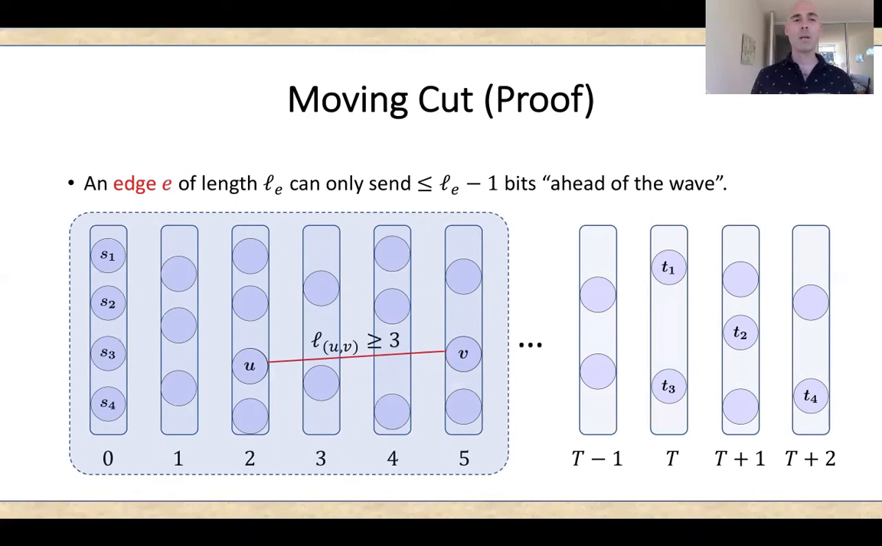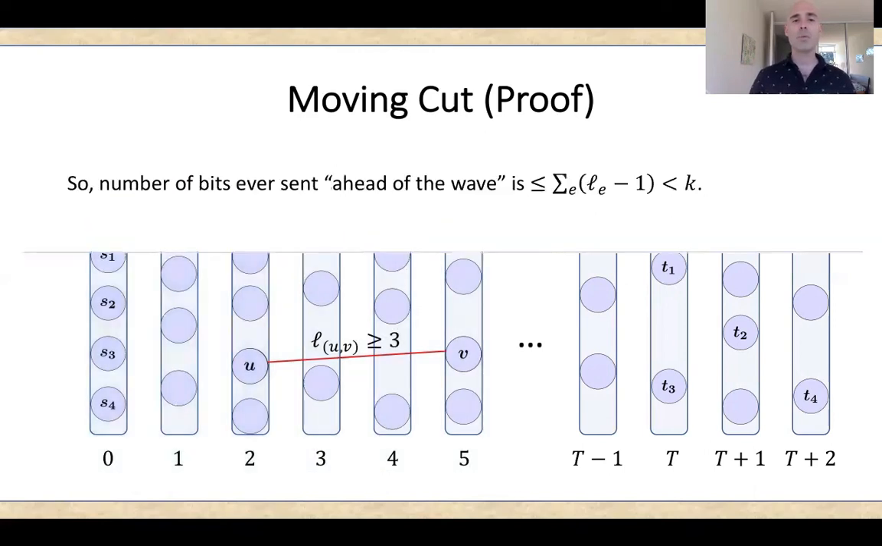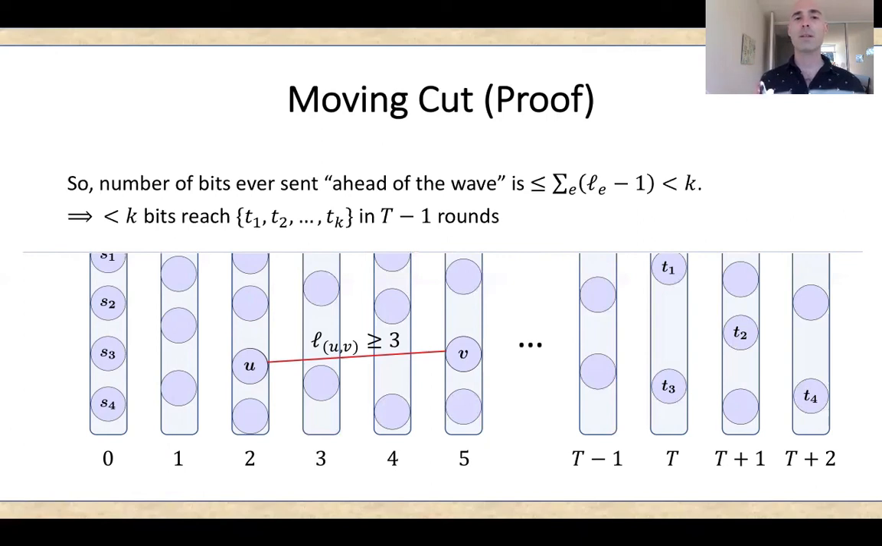Great. So now summing up over all the edges, what we find is that the number of bits that are ever sent ahead of the wave, and therefore have some chance of reaching the sinks in less than T rounds, is at most the sum of the edge length increases, which by the definition of the moving cut is strictly less than K. And so what we find is that strictly less than K bits reach the set of sinks in less than T rounds, and therefore the completion time for this instance is at least T.